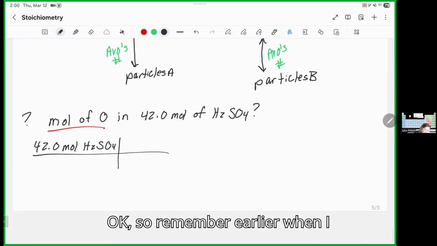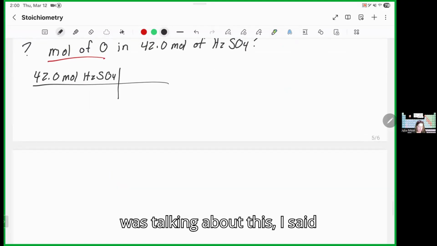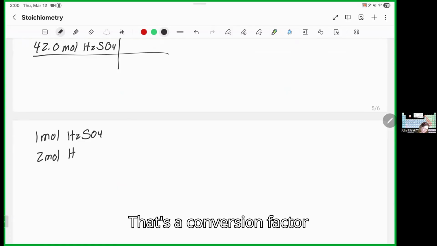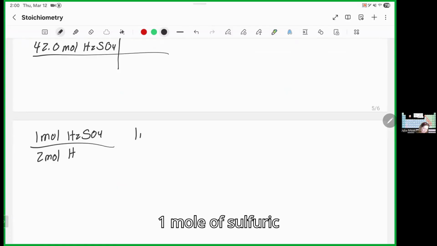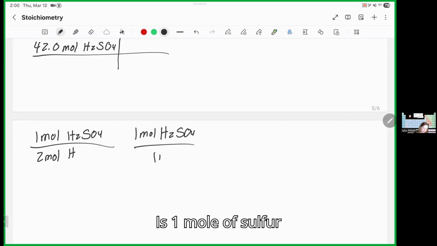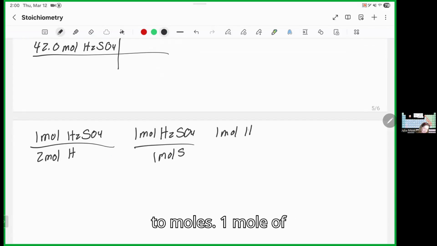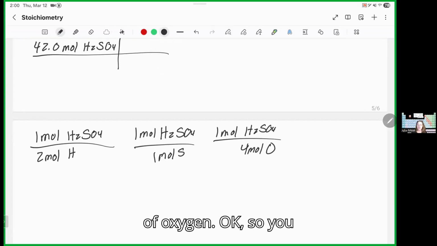Okay, so remember earlier when I was talking about this, I said that 1 mole of H2SO4, sulfuric acid, is 2 moles of hydrogen. That's a conversion factor. 1 mole of sulfuric acid is 1 mole of sulfur. That is a conversion factor, how you get from moles to moles. 1 mole of sulfuric acid is 4 moles of oxygen.